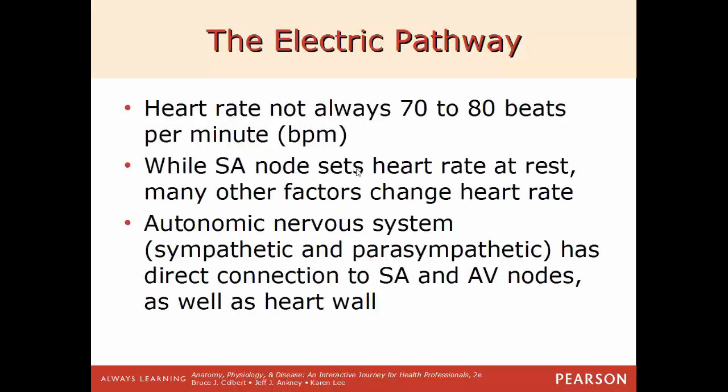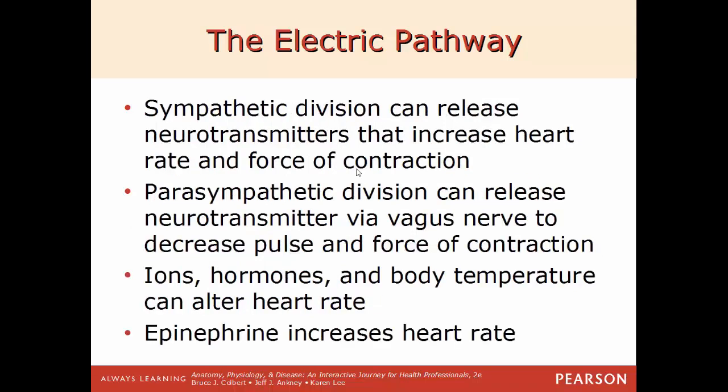Now, of course, the heart rate is not always 70 to 80 beats per minute. While the SA node sets the heart rate at rest, other factors can change your heart rate, such as the autonomic nervous system, whether it be parasympathetic or sympathetic nervous system. All of these have direct connections to the SA node and the AV node, as well as your heart wall. So, for example, the sympathetic division can release neurotransmitters that increase heart rate and also the force of contraction. So whenever you're in a stressful situation where you need epinephrine, you need your heart to beat faster and with more force. This is why your heart races after you're in an emergency situation.